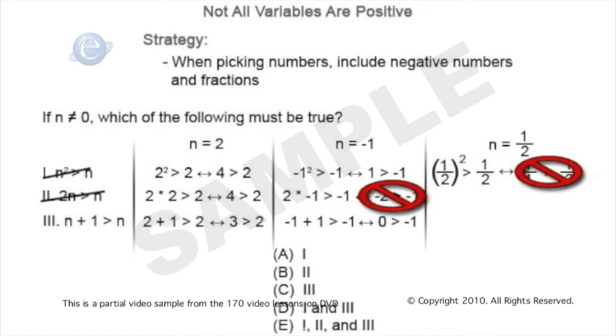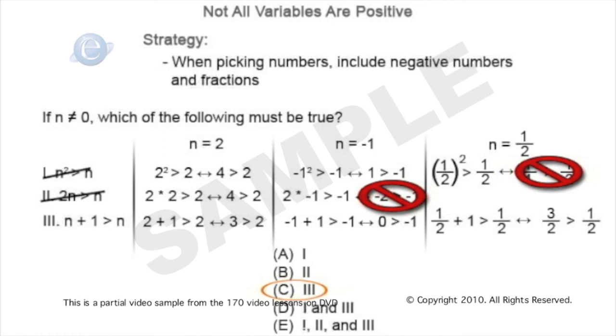In our third case, when we use a fraction, we'll say n is equal to 1/2. 1/2 plus 1 is greater than 1/2. 3/2 is greater than 1/2. It's still true. So Roman numeral 3 is the only situation where we use a positive number, a negative number, and a fraction, and it holds true. So we would choose, in this case, answer choice C.